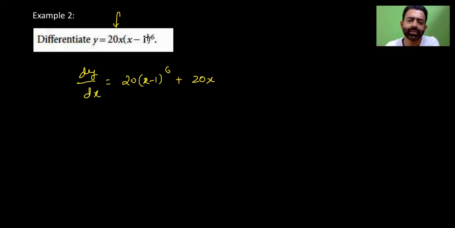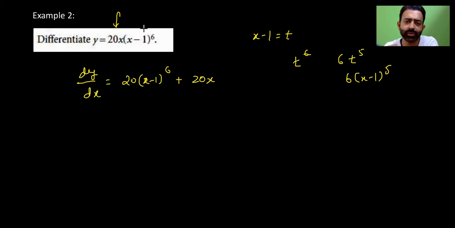Writing x minus 1 as some variable t, then x minus 1 to the power 6 becomes t to the power 6, and differentiating gives 6t to the power 5, and again put the value of t as x minus 1. So I can directly differentiate x minus 1 raised to power 6 with respect to x minus 1, which is 6 into x minus 1 raised to power 5, and again differentiate x minus 1 with respect to x, whose derivative is just 1. So this is your derivative of x minus 1 raised to power 6, which is 6 into x minus 1 raised to power 5.